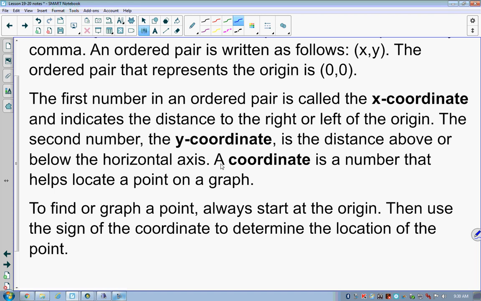So by saying something along the lines of, somebody give me a number, it could be positive or negative, 5, and give me something else, 3. All right, that tells me I'm going to go first where? If I was going to plot that, I'm going to go to the right 5, and then what? Up 3, right? And then I'm going to plot that point on my coordinate plane. All right, are all coordinates always integers?